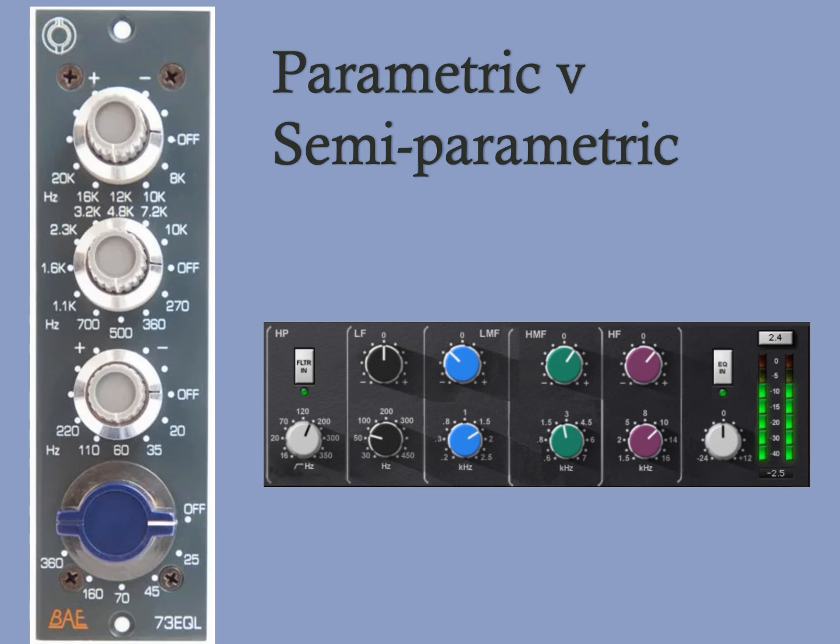A slightly more simplified version of that is the gray, the horizontal EQ there, where you've got low frequency. Well, first of all, high pass filter, we'll get to that in a second, but then LF for low frequency, LMF for low mid frequency, HMF for high mid frequency, and HF for high frequency, and that's just reading across the top of that control panel.